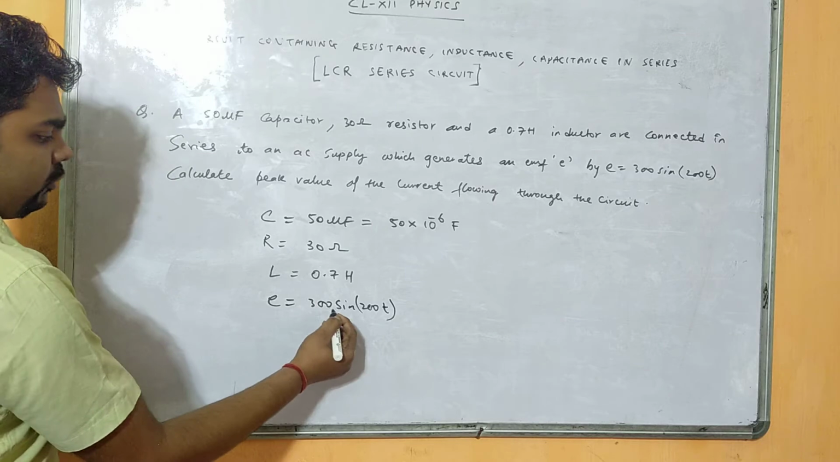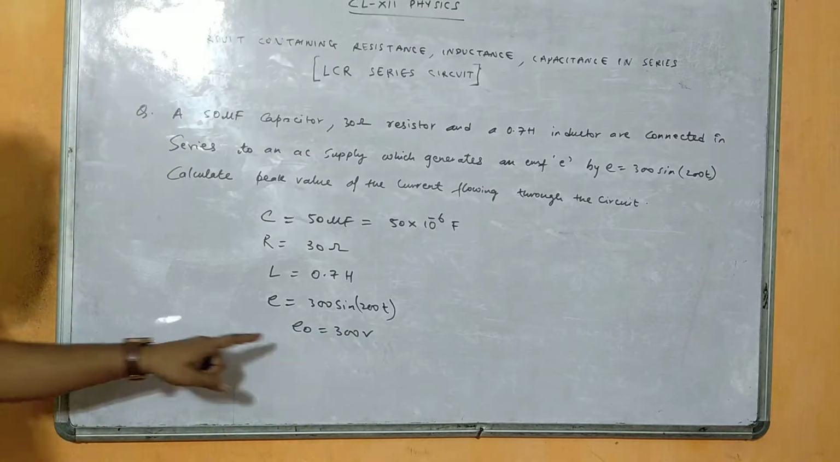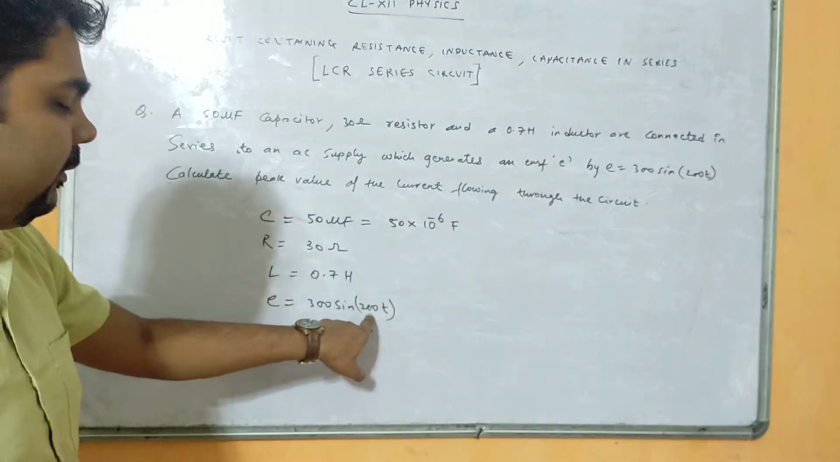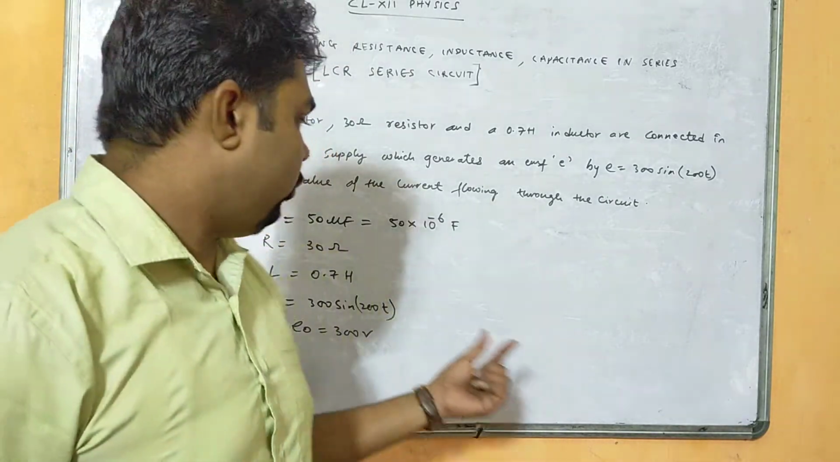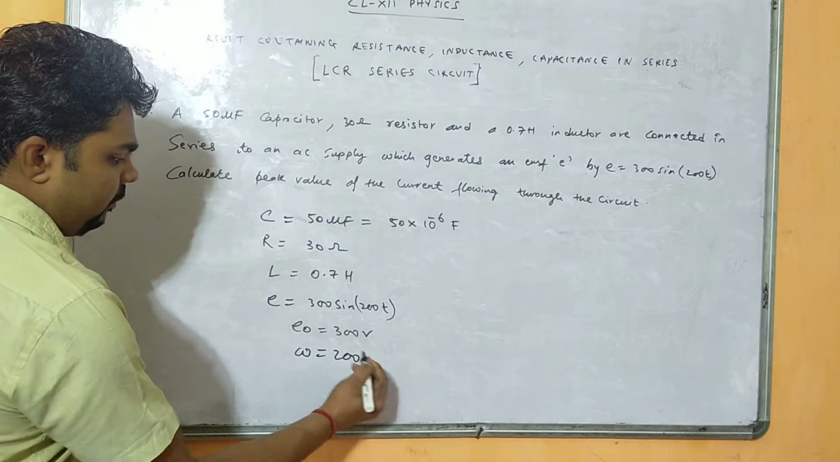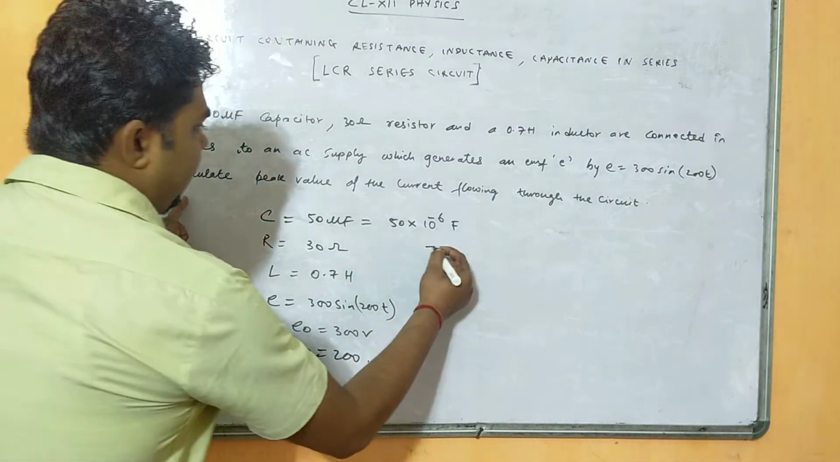So this is E equals E naught sin omega t. E naught is how much? 300 volt, right? So the peak voltage is given here as 300 volt. If you remember, the formula was E equals E naught sin omega t. So what is omega here? From the equation we get omega equals 200, right? Here we have to find I0.